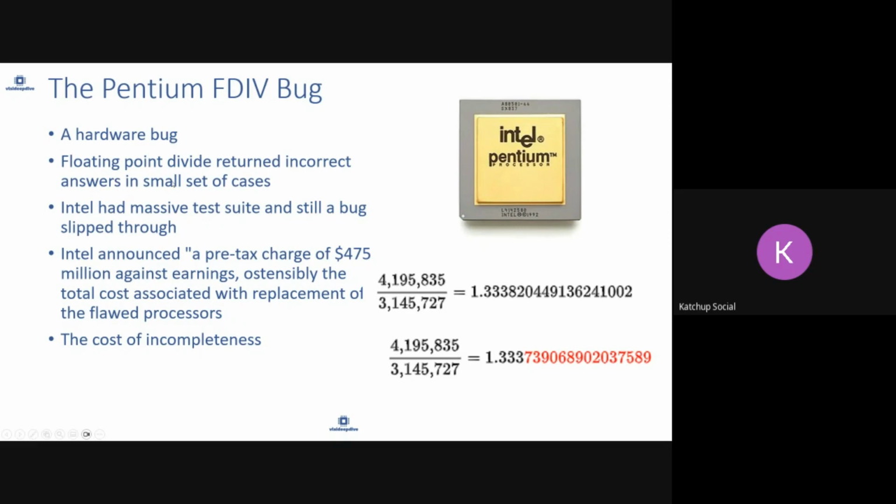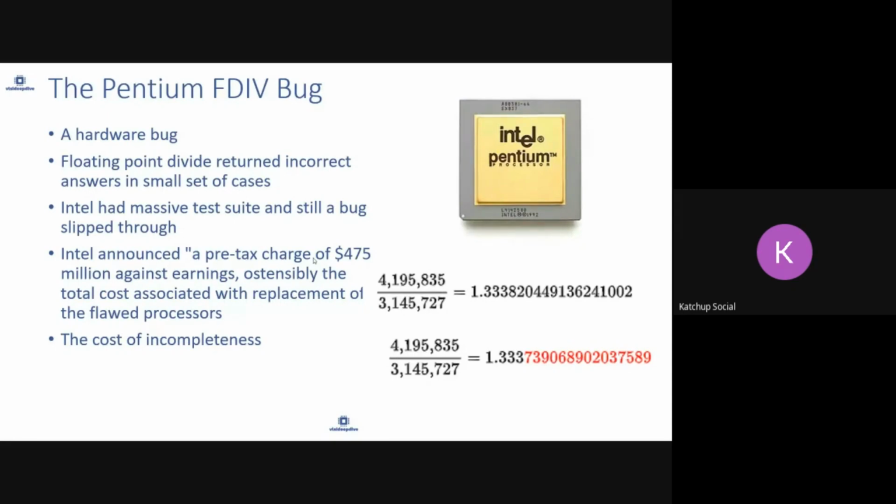Intel, of course, is a big company and it had been shipping Pentium for a long time, and it had a massive test suite, and still the bug slipped through. Still there was a bug which was missed. And the cost associated with the replacement of the flawed processor was around 475 million. So this was the cost of incompleteness.